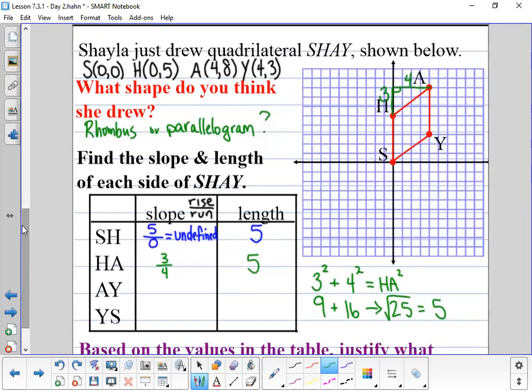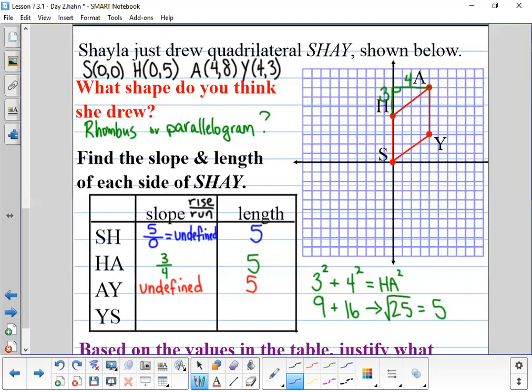All right, now we're going to do AY. AY is another vertical line. So I know now that anytime I have a vertical line, it is going to be undefined. And all vertical lines are going to be parallel to each other, just like all horizontal lines will be parallel to each other. And if I have a vertical line and a horizontal line that intersect, they're going to be perpendicular. Okay, so now let's count AY. 1, 2, 3, 4, 5. Oh, look at that. It also has a length of 5.